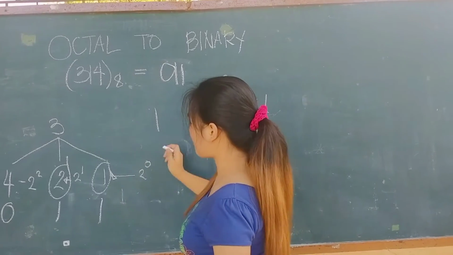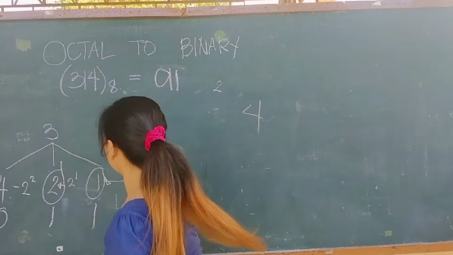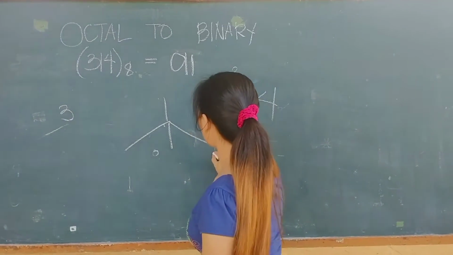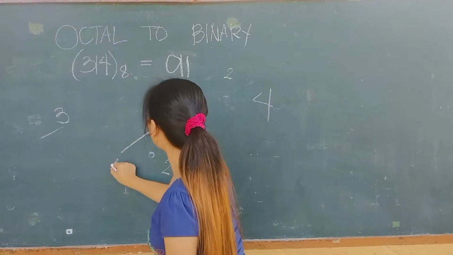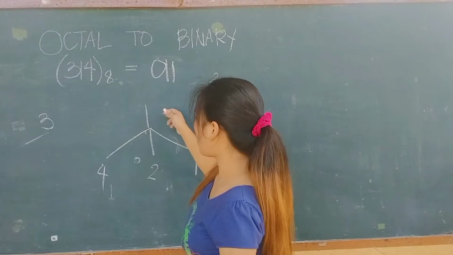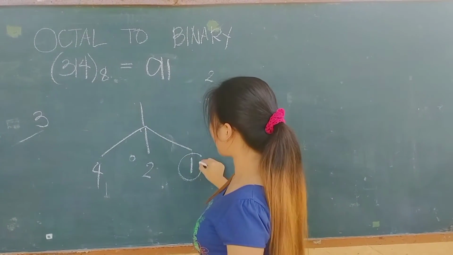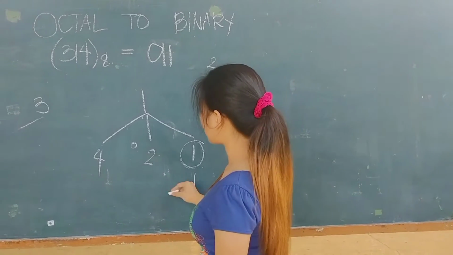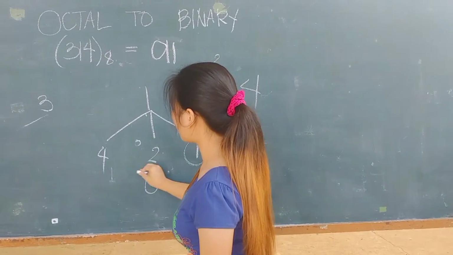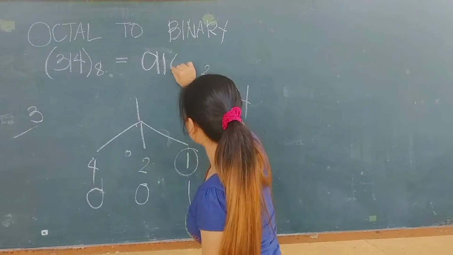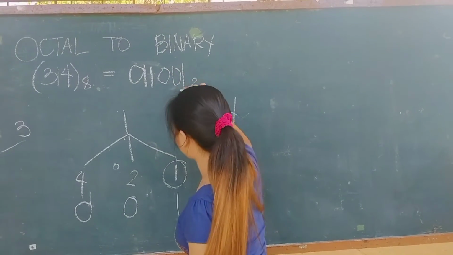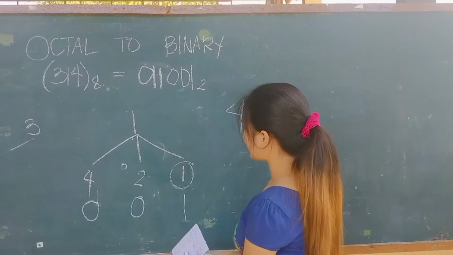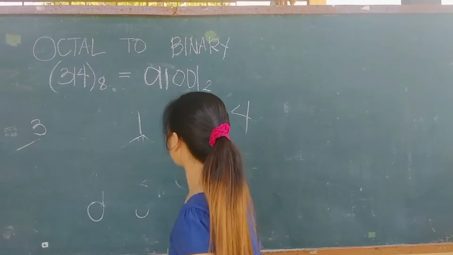Next, number 1. We have 1, 2, 4, and the answer should only be 1. So we pick the 1 and put it in the positive position. Then the others are 0, 0. Therefore, the answer is 0, 0, 1.